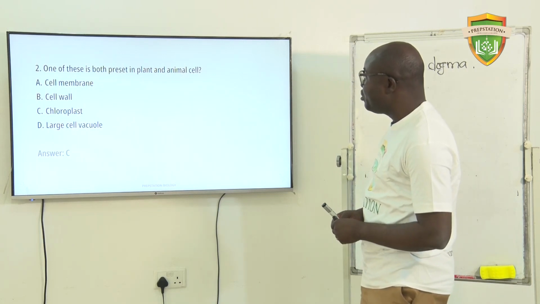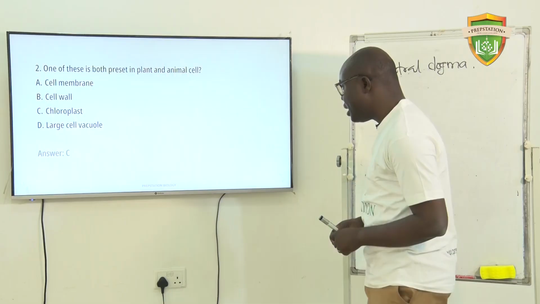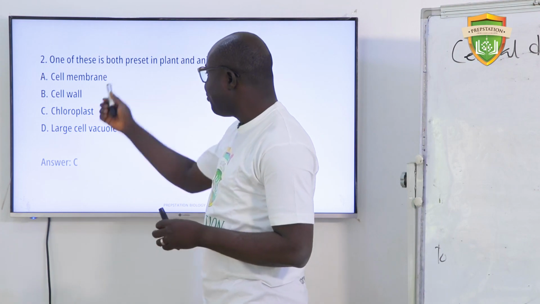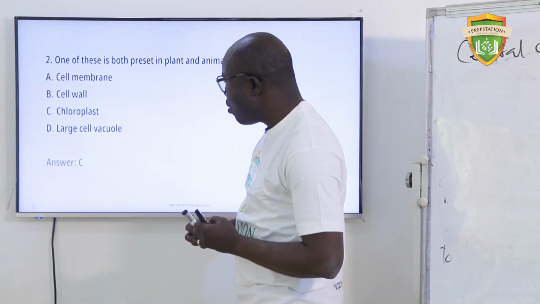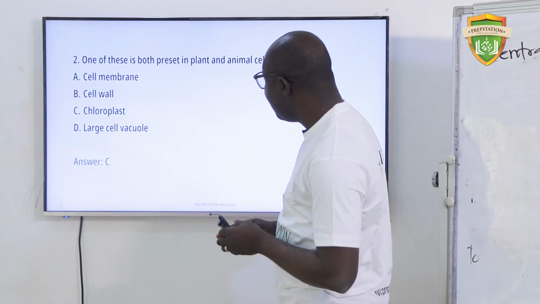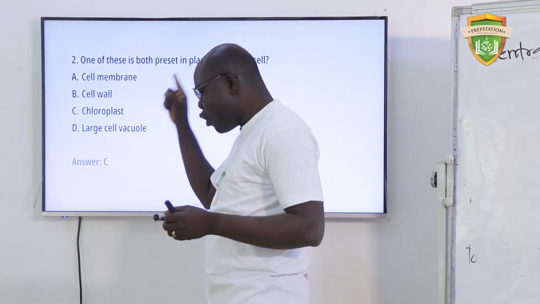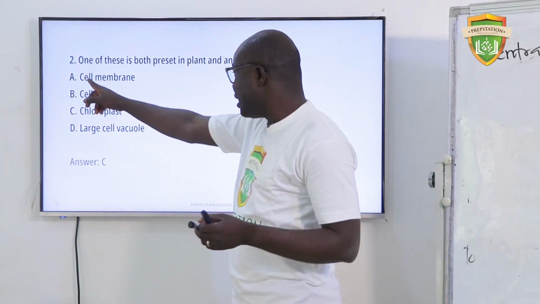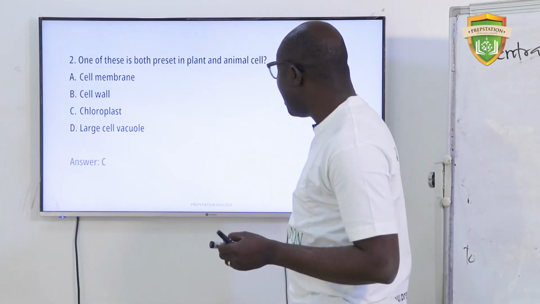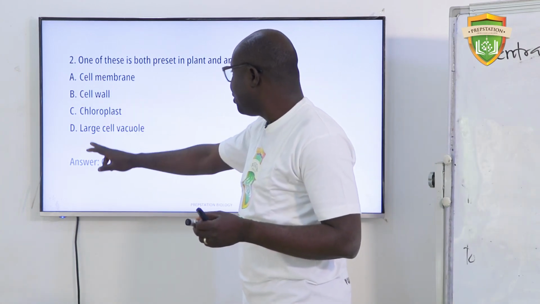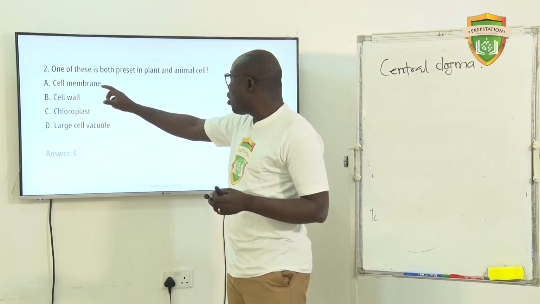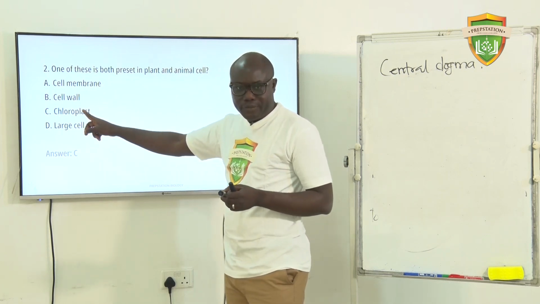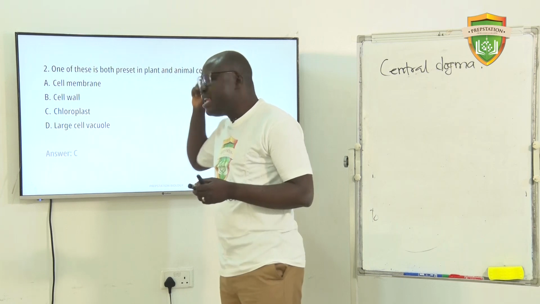Now the next one: which of these is present in both plant and animal cell? The first one is cell membrane. We have cell wall, we have chloroplast, and we have vacuole. Please don't be confused. They said which one out of all these four is in plant cell and is also in animal cell. The answer is cell membrane, not C, please. The answer is cell membrane because the animal cell does not have chloroplast. Chloroplast is found only in plant cell.